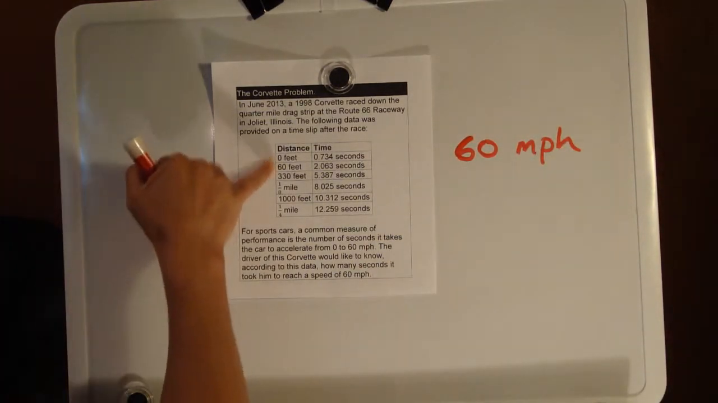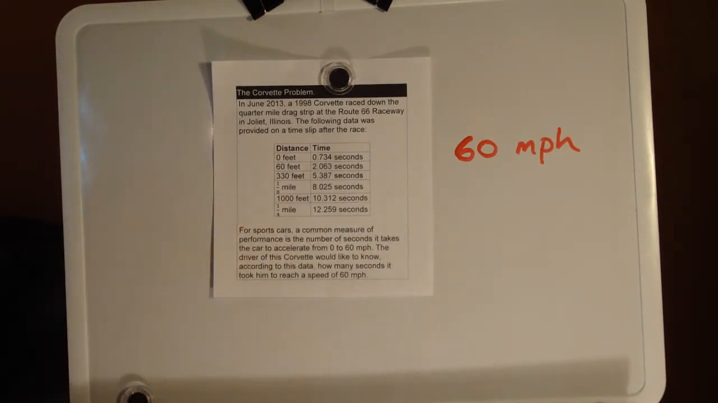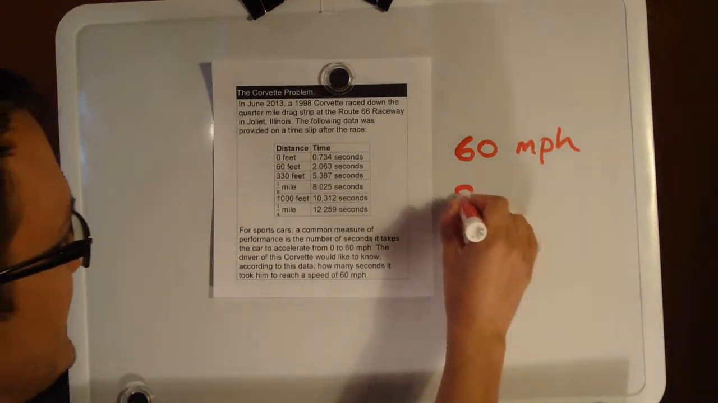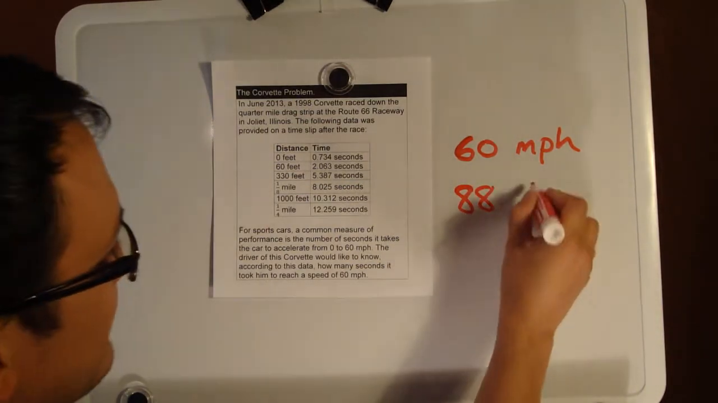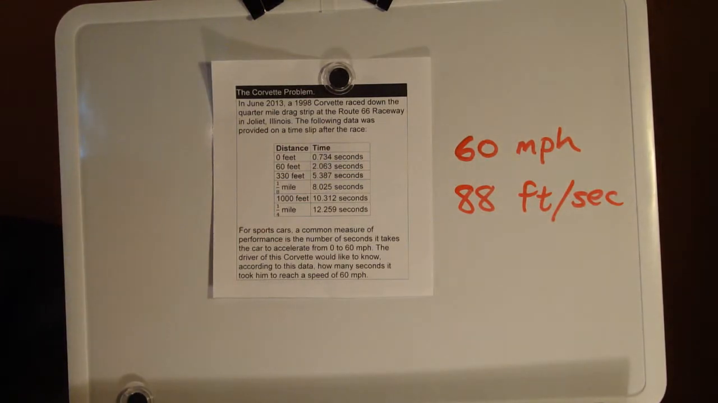And because the distance here is in feet and miles, it would probably be easier to convert these to feet. So you can do a very quick calculation, dimensional analysis, and 88 feet per second is the same as 60 miles an hour. So in a nutshell, based on this data, we're going to try to figure out how long it took the Corvette to reach 88 feet per second.